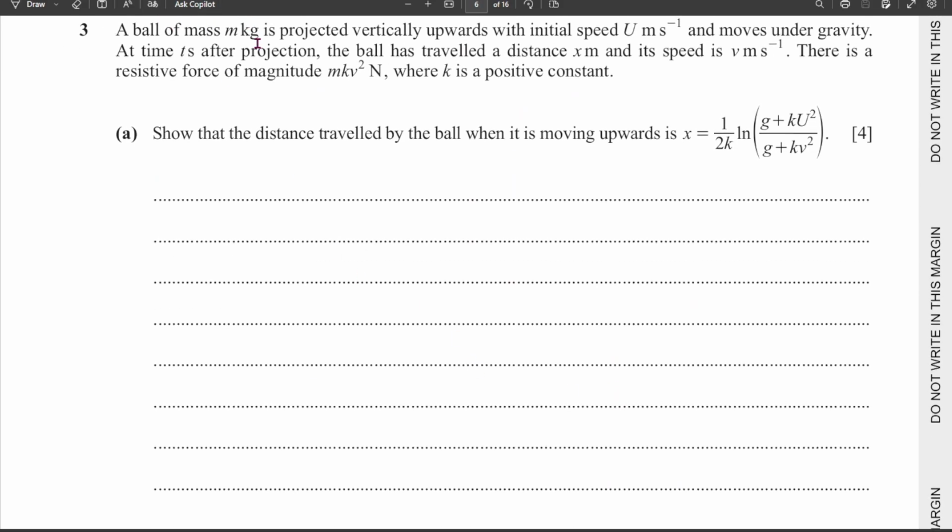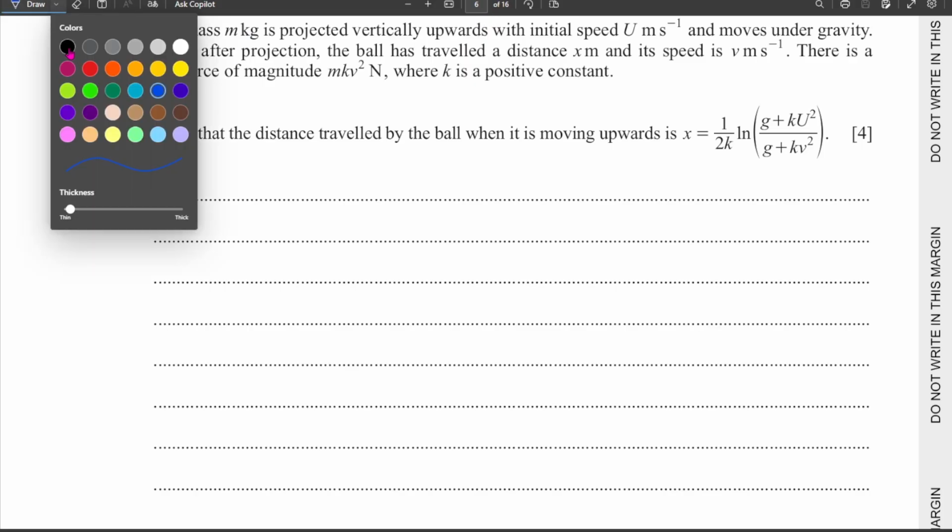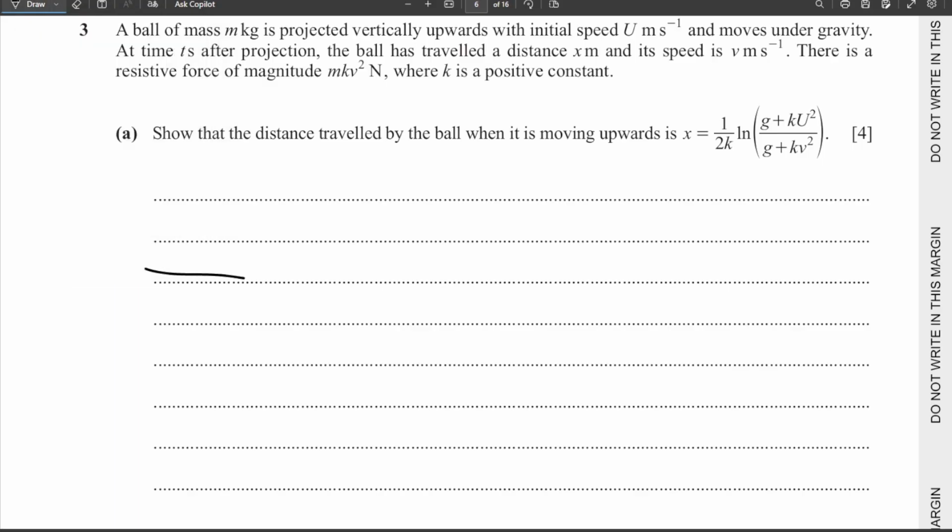This question involved a ball projected vertically upwards with an initial speed of u, and it moves under gravity. So we just draw. You have a ball, then we project it upwards vertically with a speed of u. At time t after projection, it has a distance of x and a speed of v. There is a resistive force of magnitude mkv squared newtons, where k is a positive constant. So let's look at the force balance first.